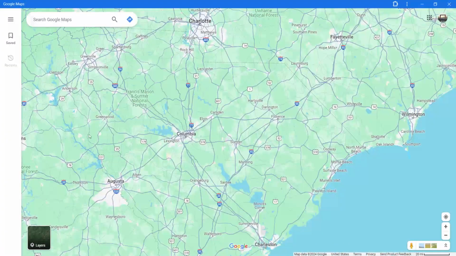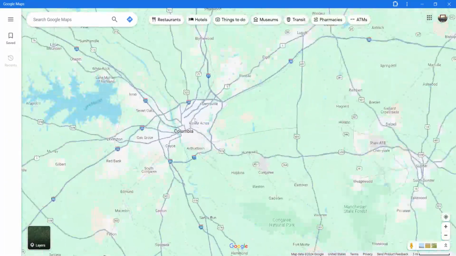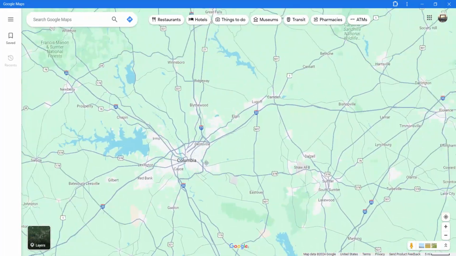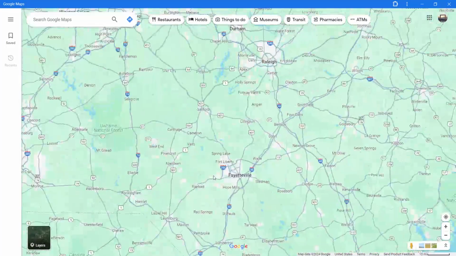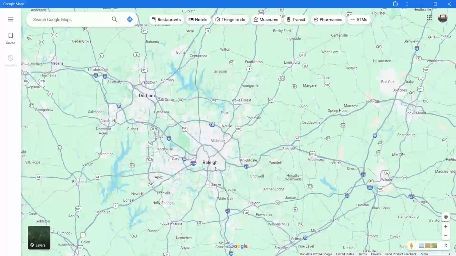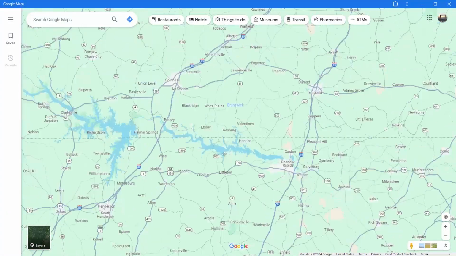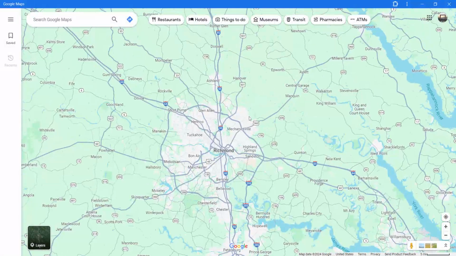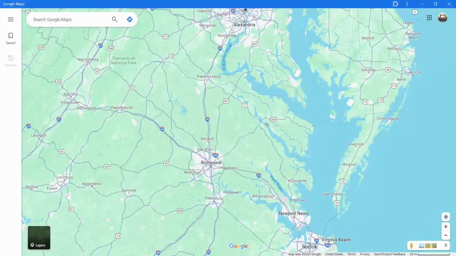Over to South Carolina, we have the centrally located capital city of Columbia. Columbia is the capital of South Carolina. On to North Carolina, and we have the city of Raleigh. Raleigh is the capital of North Carolina. North of North Carolina, we have the city of Richmond in Virginia, and Richmond, Virginia is the capital of Virginia.